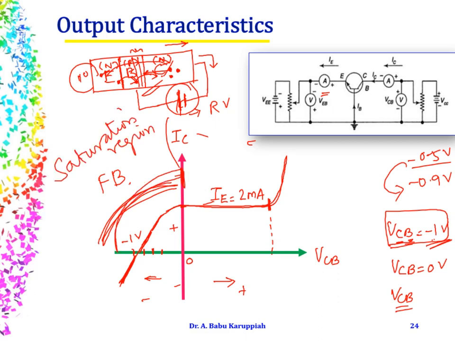And once you come to this region, what happens to this bias? This bias becomes a reverse bias. Now the input is forward biased, and the output is reverse biased, which means that this is the active region. And there is one more region which we call the cutoff region, and we will discuss that in our next slide. Hope you understand this concept.